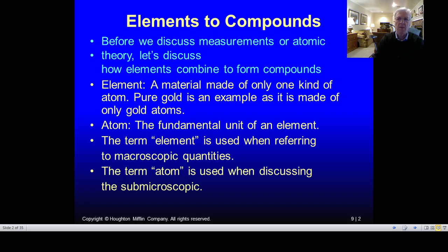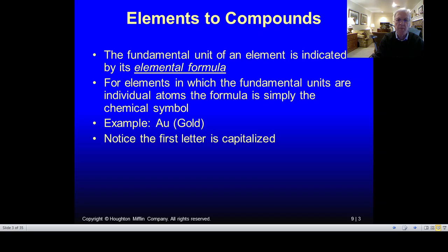So when we talk about the word element, we're usually referring to macroscopic quantities, the amount that we could hold in our hand. When we use the term atom, usually we're discussing these submicroscopic particles that are the simplest building block of each element. The fundamental unit of an element is indicated by its elemental formula. For elements where the fundamental units are individual atoms, the formula is simply the chemical symbol.